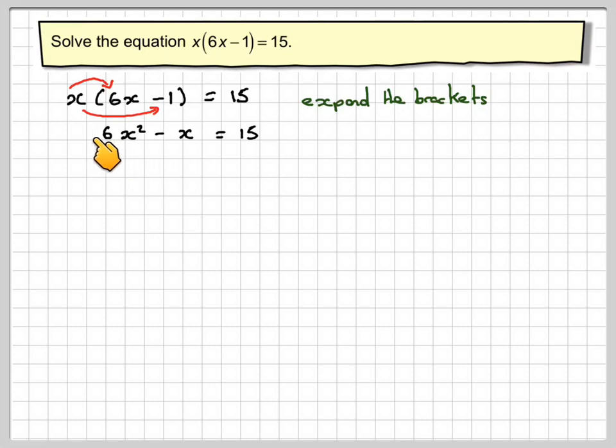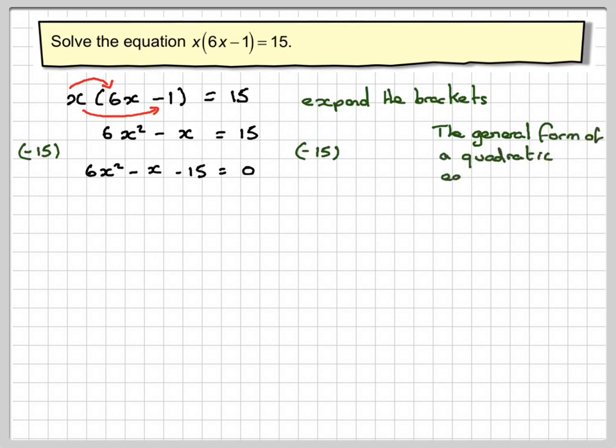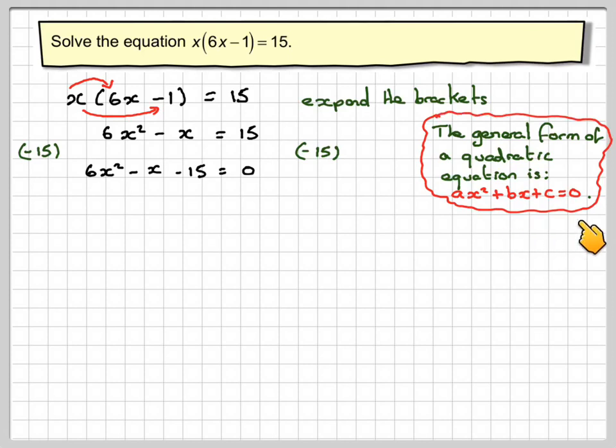To solve a quadratic, you must put it equal to 0. So we need to take 15 from both sides. If we take 15 from this side, we get 6x squared minus x minus 15, and then 15 minus 15 gives me 0 on this side. Now this is the general format of a quadratic equation, which is ax squared plus bx plus c is equal to 0.